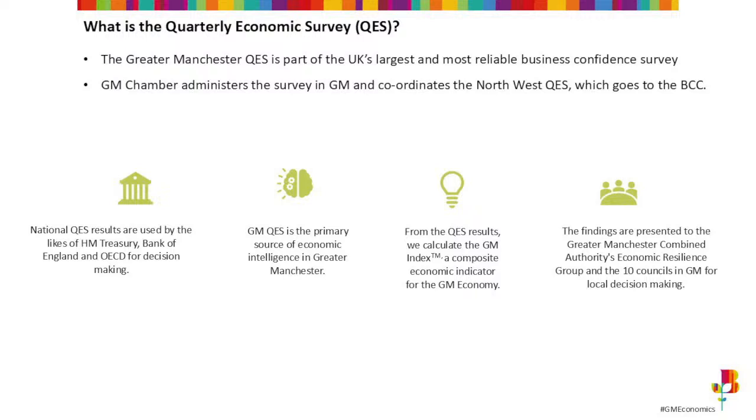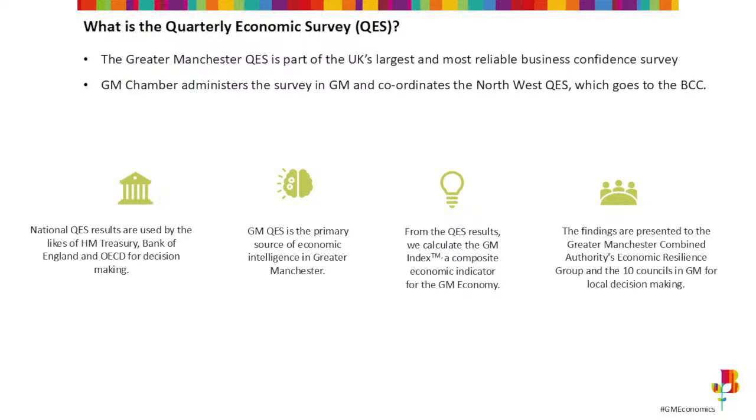And another thing to mention is the Greater Manchester Index. That's a composite economic indicator that we have developed here. It's based on 7 different QES measures. It is one number. It gives you an indication of where the Greater Manchester economy is at any one quarter in time. So it's a good way to track an improvement in economic activity or a decline in economic activity, as the case might be. We also presented it to the Greater Manchester Combined Authority, who use it as part of their own decision making.